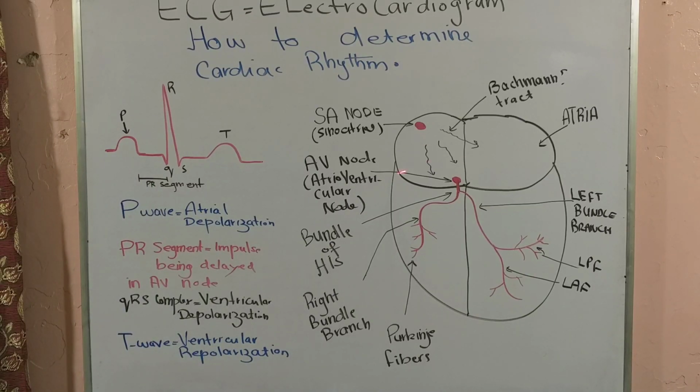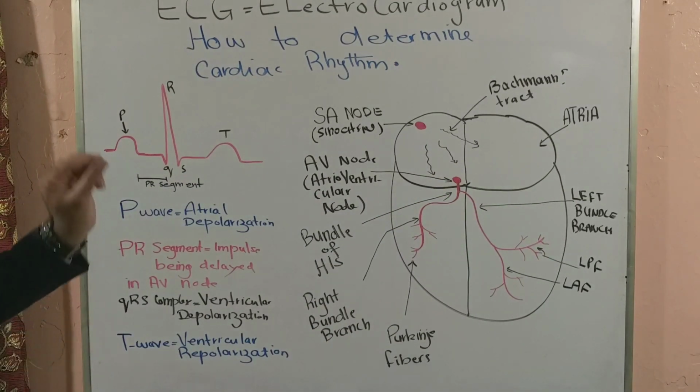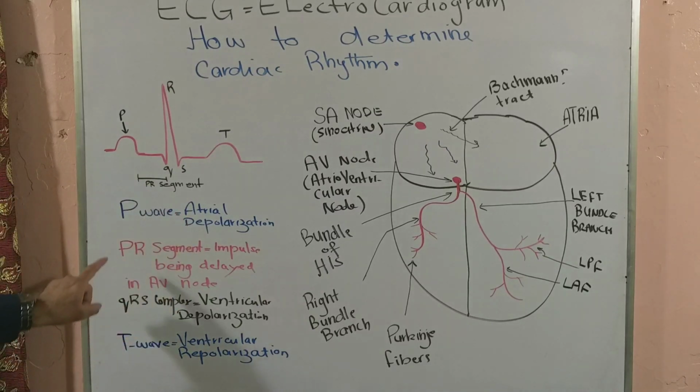Now, once it has depolarized the atrial muscle, it enters into the atrioventricular node, which is located at the junction of the atria and the ventricle. And this is the only point where this impulse transmission is delayed for a very brief period of time, at the AV node or atrioventricular node. And this short delay generates the PR segment, not the PR interval.